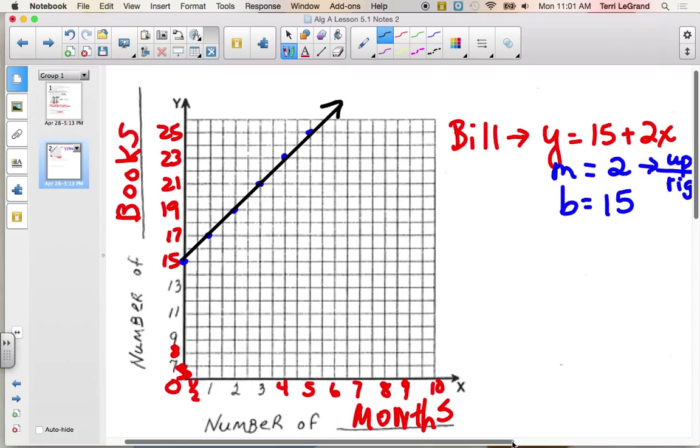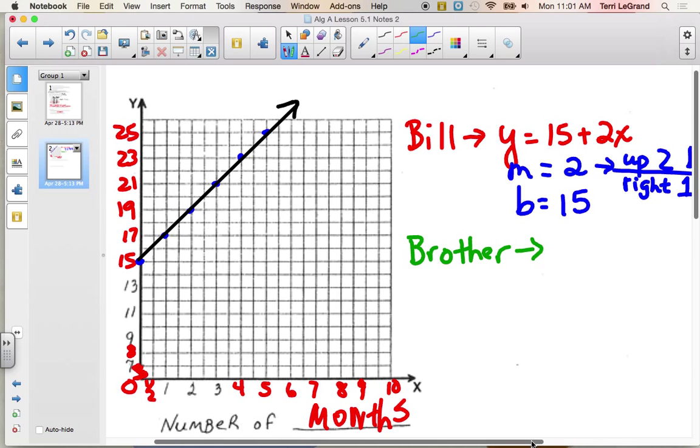After we're done graphing Bill's line, now we'll graph his brother's. Okay, so let's do the brother. We don't know what the brother's name is, so we just have to call him brother. I put bro for short. Y equals, what's his equation? 7 plus 4x.